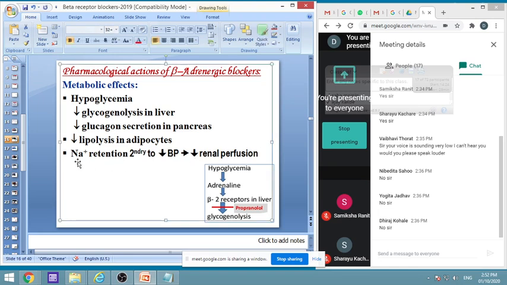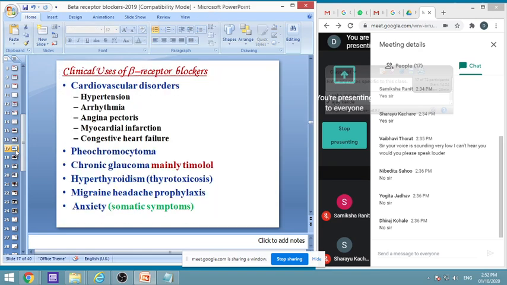These are the effects. So this effect particularly helps us in hypertension because it causes decrease in the BP and decrease in the renal perfusion. So other effects are the metabolic effects. These are all adverse effects which are there with the beta blockers. So where are these clinically used and how are they used? So they are used in various conditions. Beta blockers are used in many conditions.